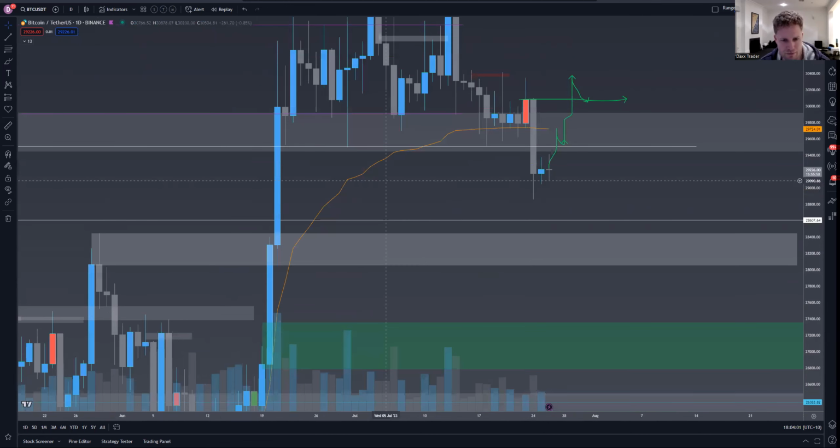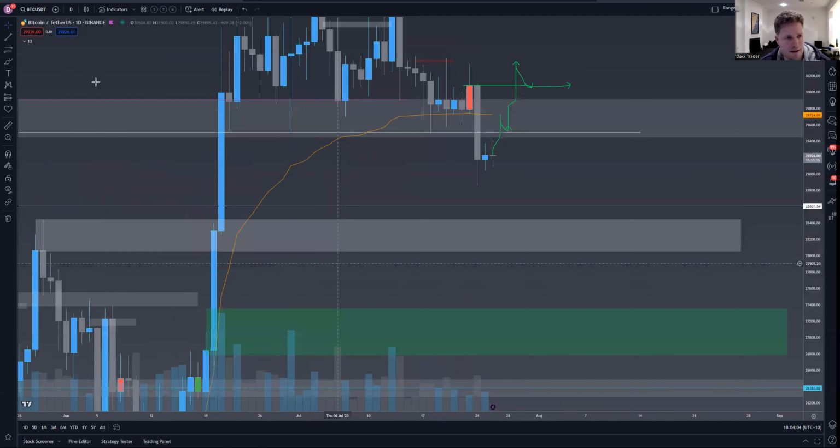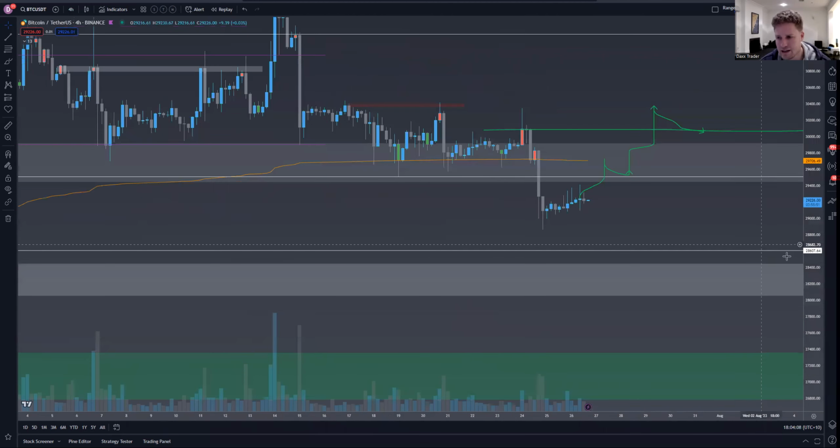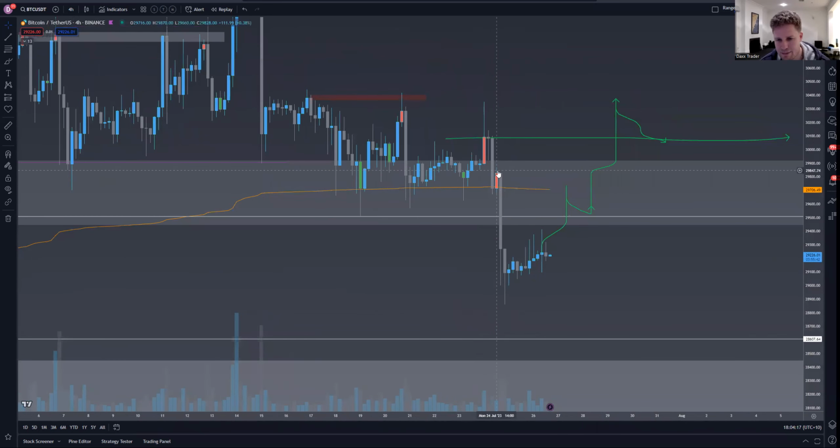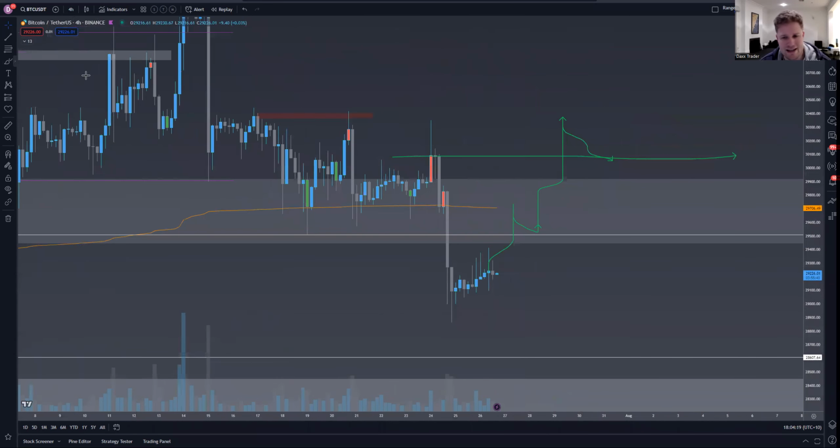So anchored VWAP from the low down here, right? I've been looking for that to flip back bullish. We can see through here, price did not want to close below that anchored VWAP, right? And then we finally get the close below, and that's when it dumped. So it took a lot of force to get back below that. So there's a decent chance that this comes up and rejects off that VWAP.